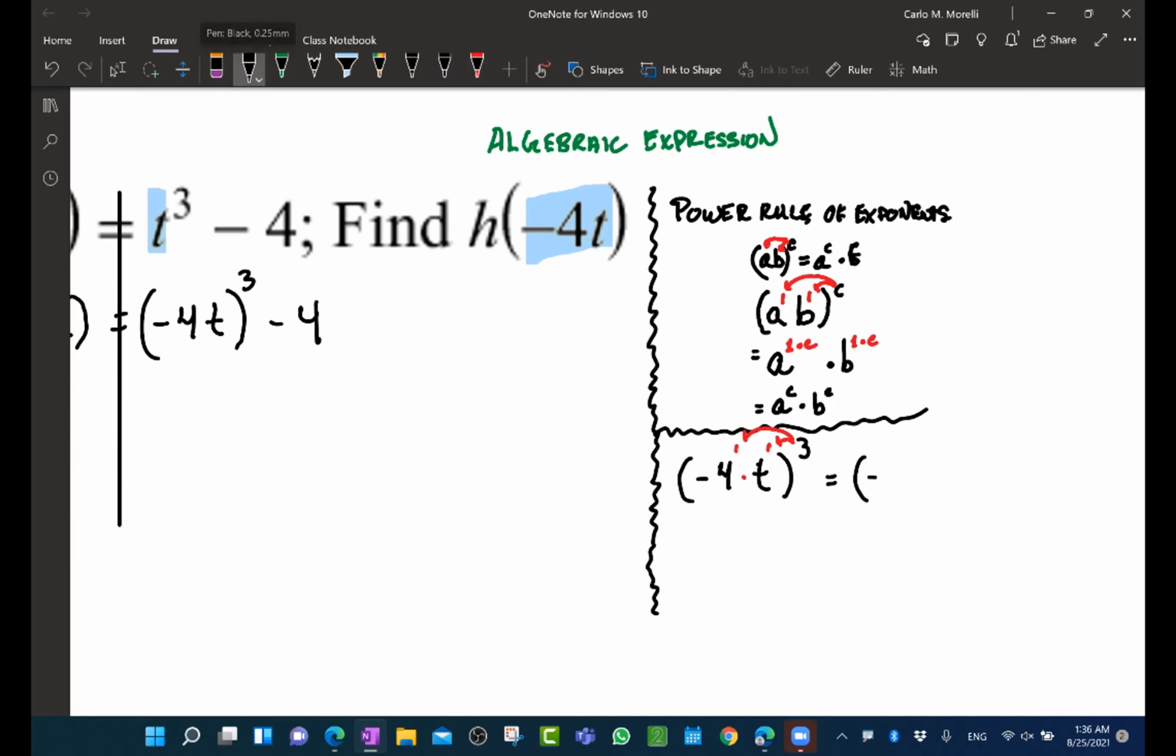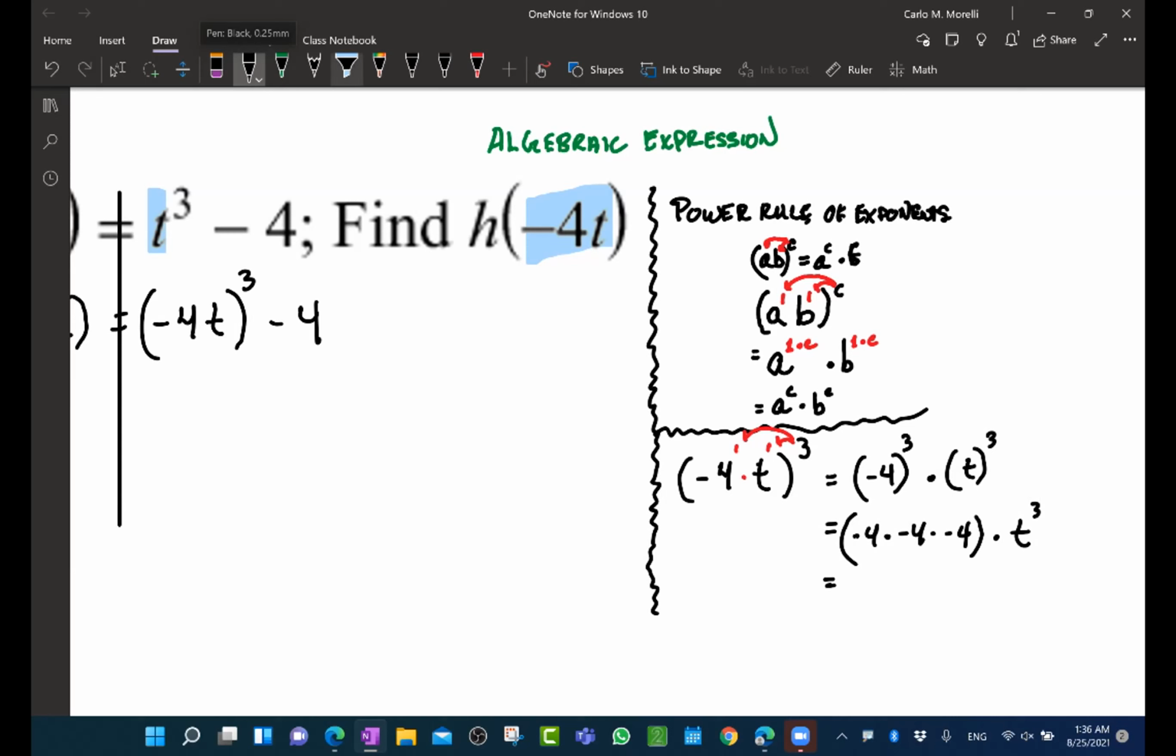this -4 in parentheses raised to the power of 3 times, I'll go ahead and put in parentheses, t raised to the power of 3. And that's where that parentheses becomes important, because that -4 raised to the power of 3 is really -4 times -4 times -4 times t cubed.